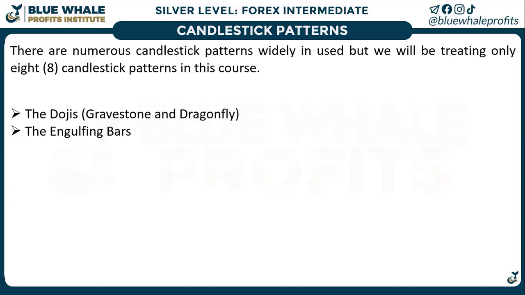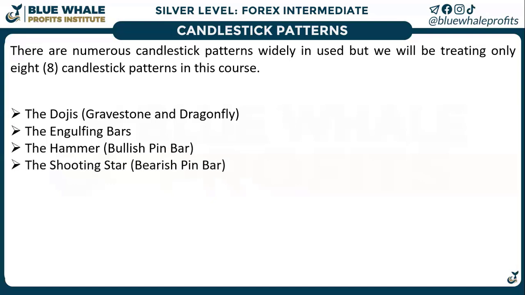When you're talking about the engulfing bars, we are talking about the bullish engulfing and then the bearish engulfing. And then we have the hammer, which is the bullish pin bar. And then we have what we call the shooting star, that's the bearish pin bar. The difference between hammer and the shooting star is that hammer forms at the base of a trend, and then shooting star forms on top of a trend.